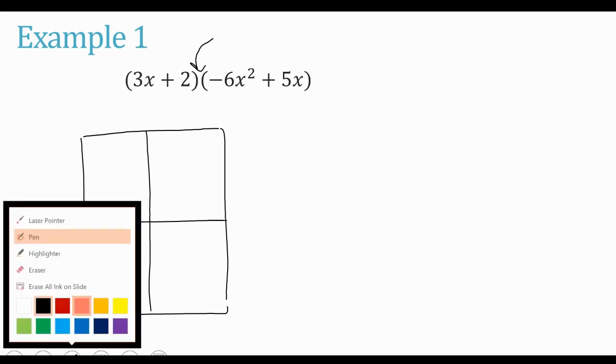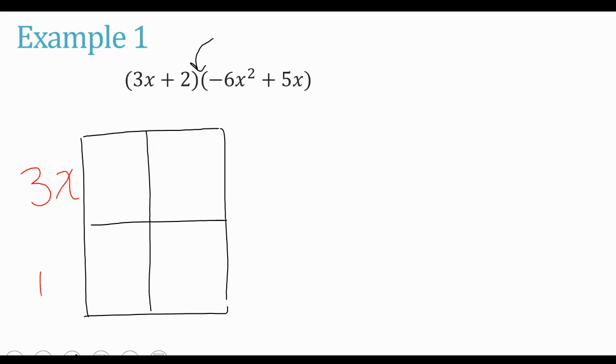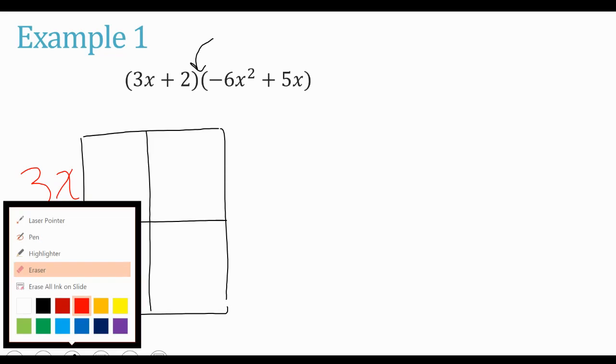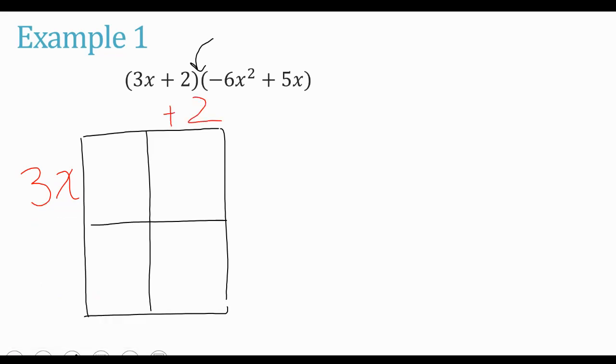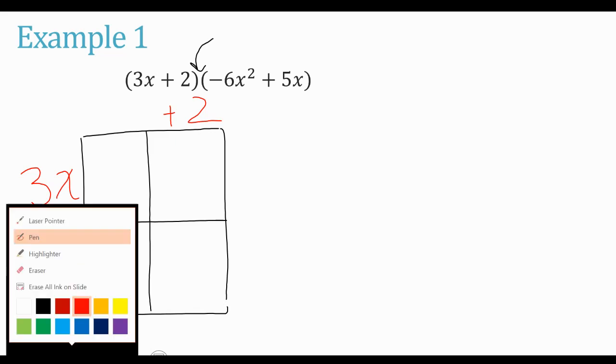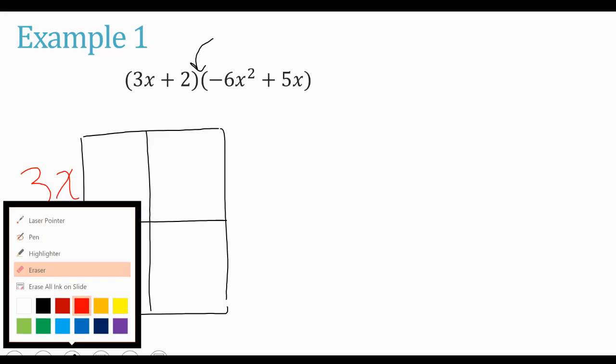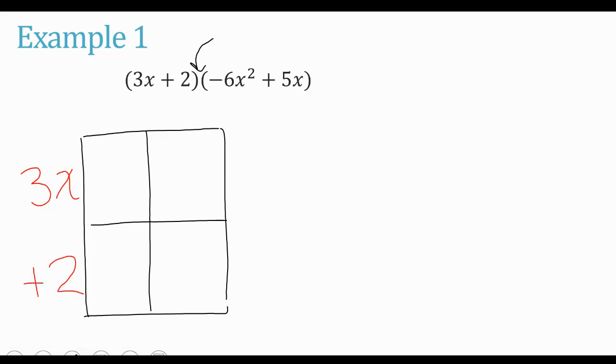So I'm going to put my 3x plus 2. Now, very important, you cannot do this. Do not do this. That 3x and that plus 2 have to stay together on the same side. So if we put our 3x over here, then we need to also put our plus 2 on that same side. Now I'm going to put the second polynomial at the top. It doesn't matter which one goes where, like if we put that second polynomial on the side or on the top, as long as we keep the terms together. That's what really matters. Okay, and now I'm going to multiply.